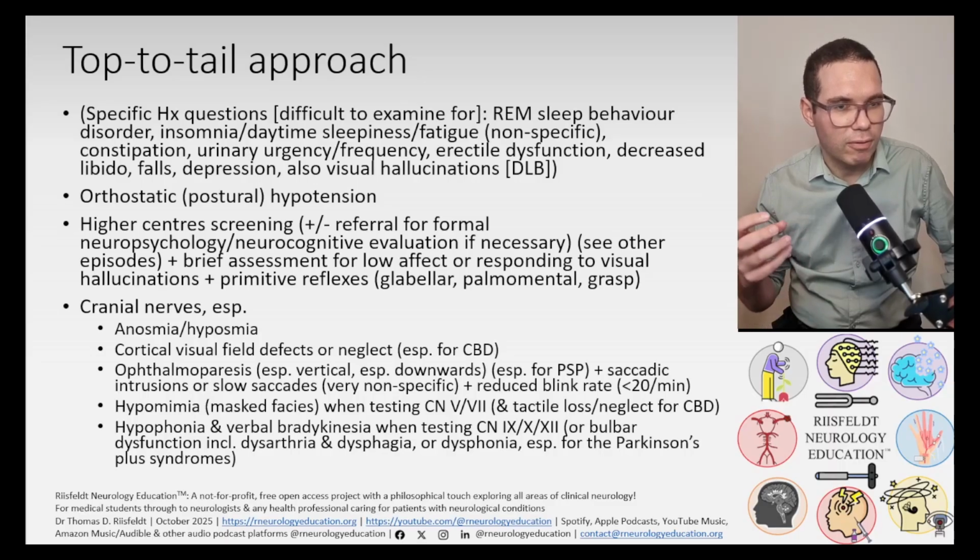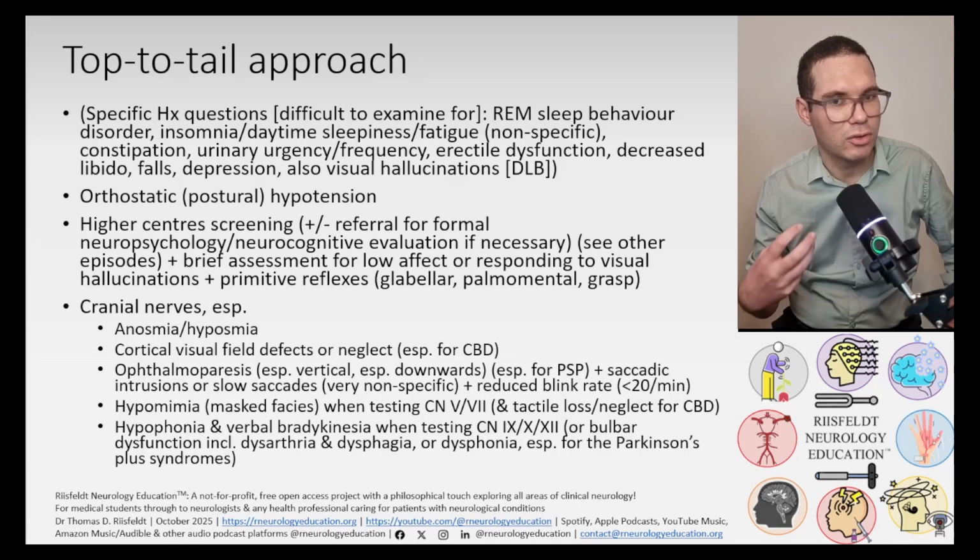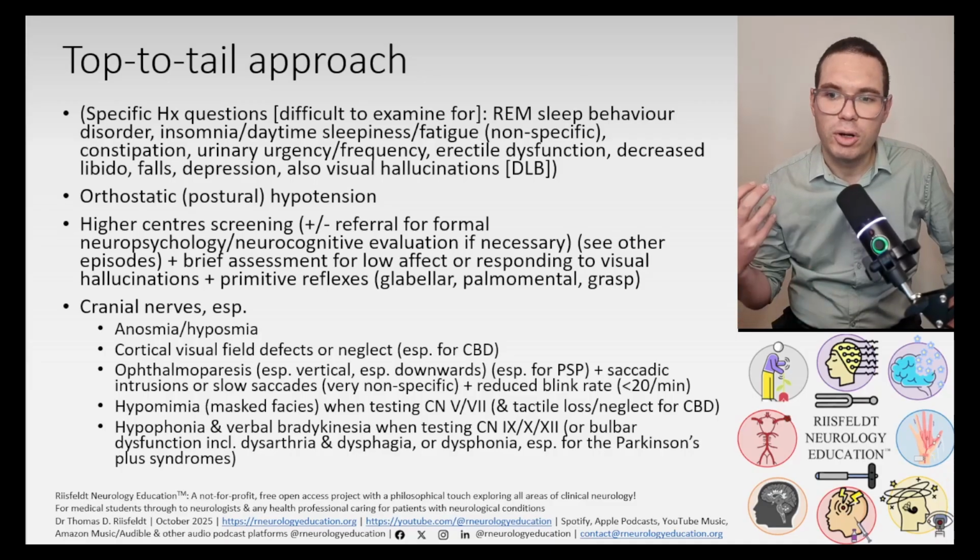So some key features in the history that you want to ask for, which are difficult to examine for directly, are features of REM sleep behavior disorder, so rapid eye movement sleep behavior disorder. That's if someone, rather than being paralyzed during their rapid eye movement sleep to prevent them from acting out their dreams, lacks the atonic muscular inhibition during REM sleep, and so they may appear to act out their dreams. They may be punching or kicking or other parasomnia motor behaviors that may manifest, which a bed partner may be aware of.